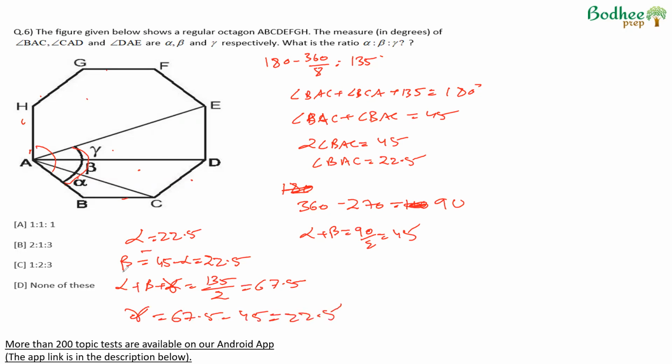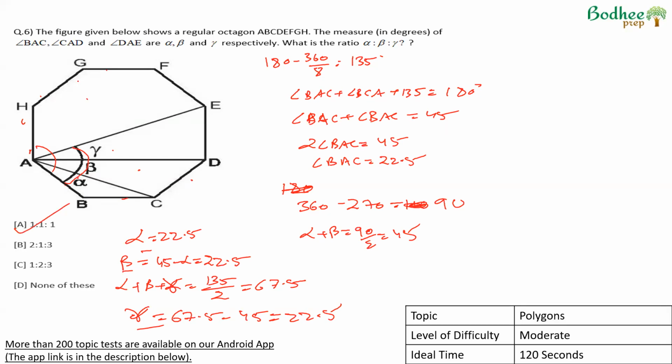So all these three angles are equal, so the ratio will be 1:1:1. Option A becomes my answer. Because there is some level of calculation involved, we'll have to break down angles. So I'm saying moderate, but definitely a question that should be done in about 2 to 2.5 minutes.